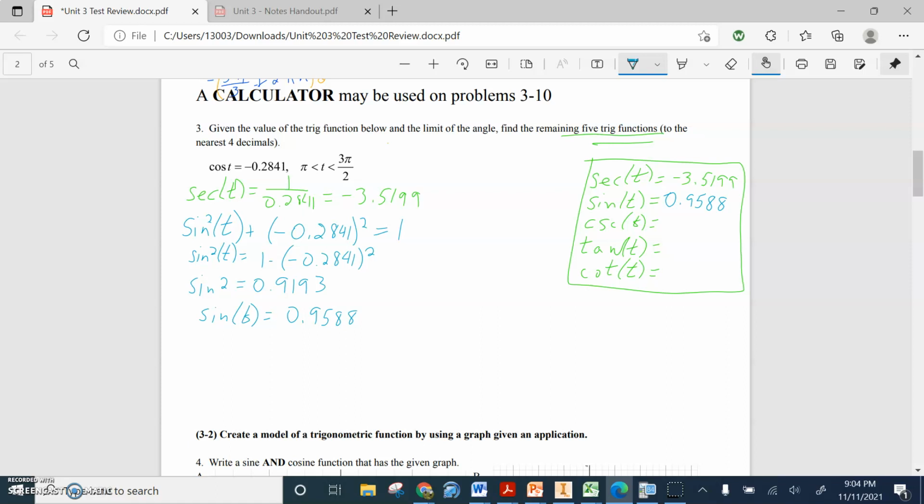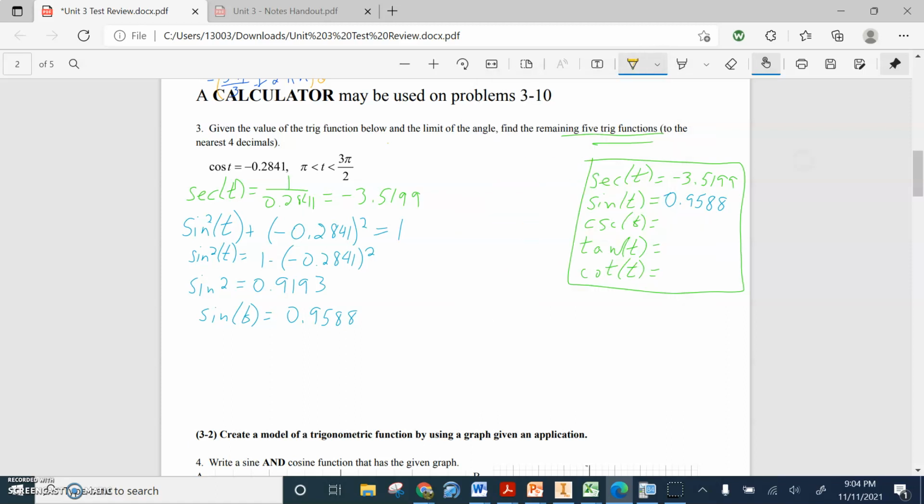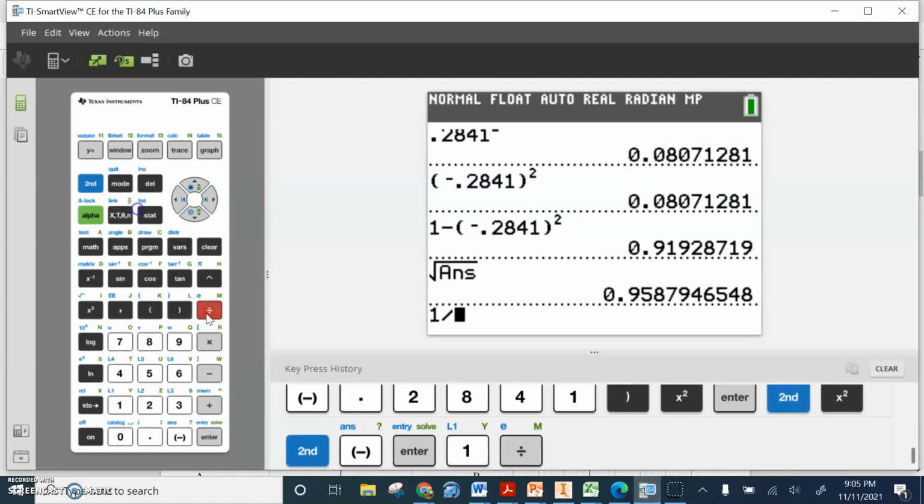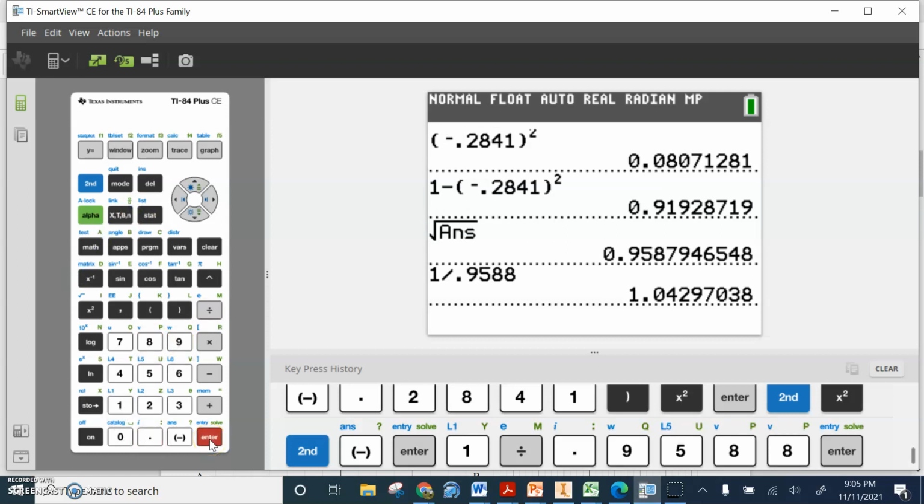Well, so now we have sine. We're just going to take cosecant, right? Because all we need to do there is say 1 over 0.9588. Now, one thing of caution, I'm going to tell you right now, cosecant is, now I can go in here and say 1 divided by 0.9588. But what I'm going to do is I'm going to round that number, right?